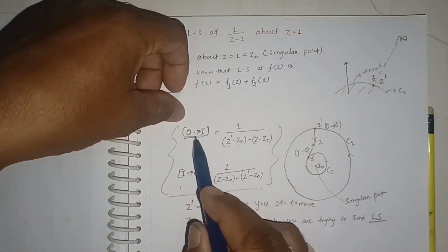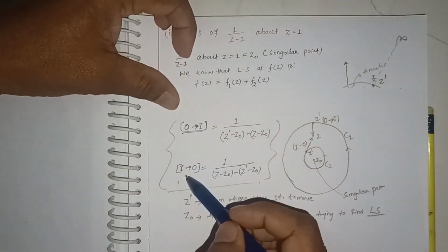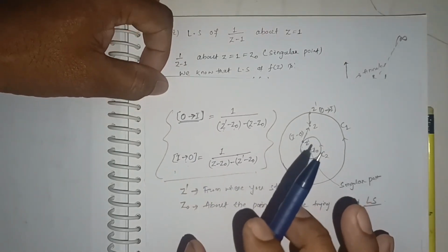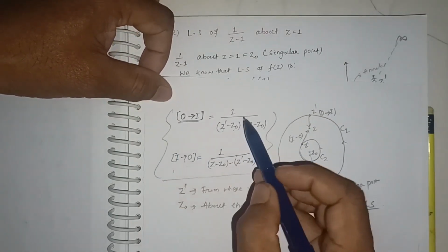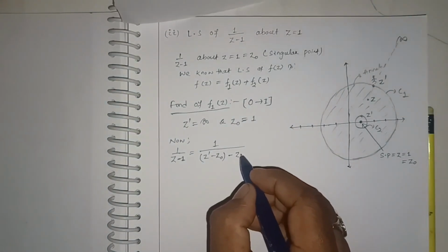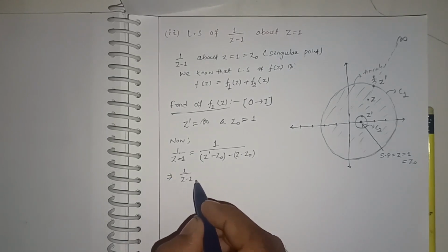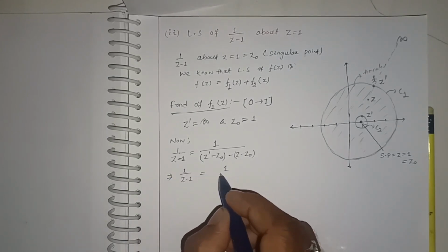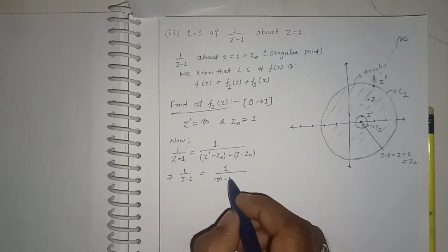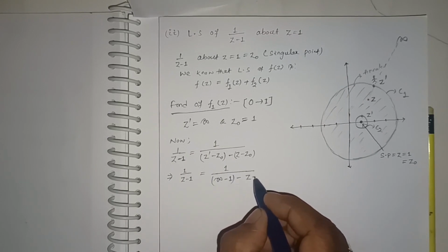Just remember these two procedures, two tricks, whatever you call them. It will be easy for you to solve any type of Laurent series. So 1 by z dash minus z0 minus (z minus z0). That implies 1 by z minus 1 will be equal to 1 by z dash, which will be infinite minus z0 is 1, minus (z minus z0) is 1.